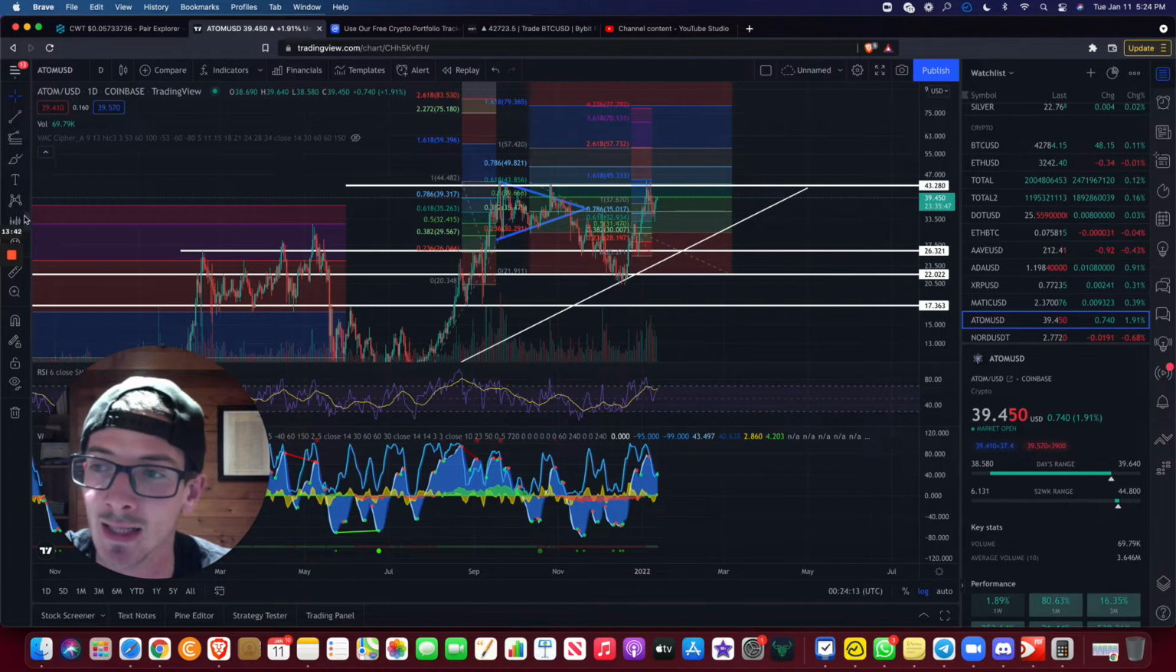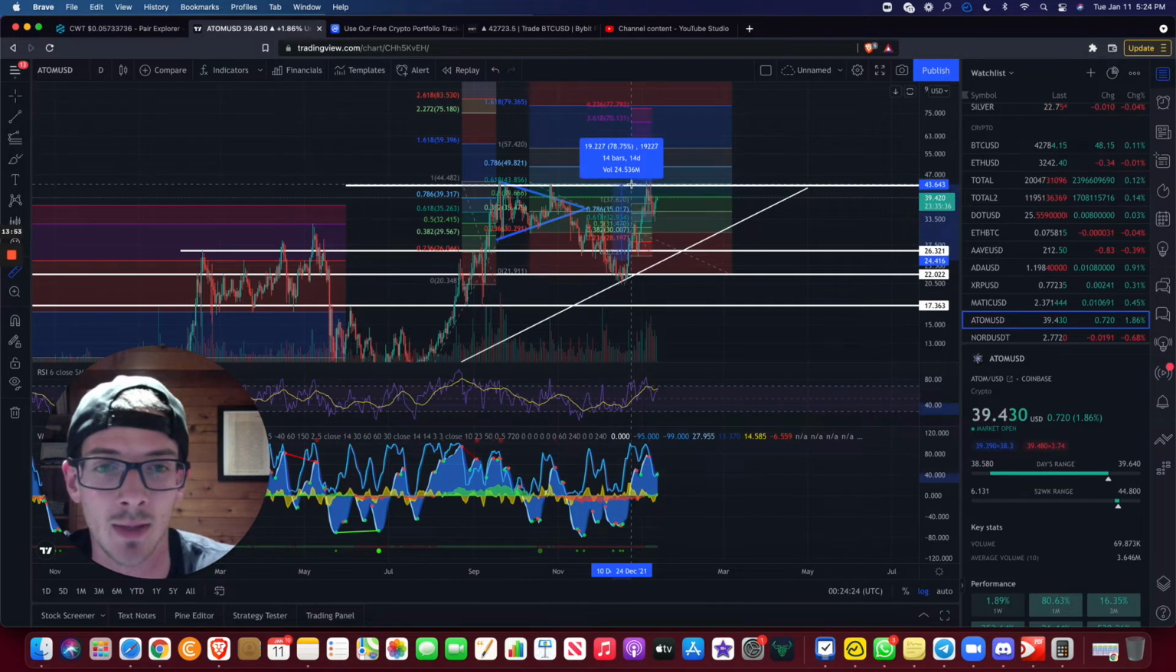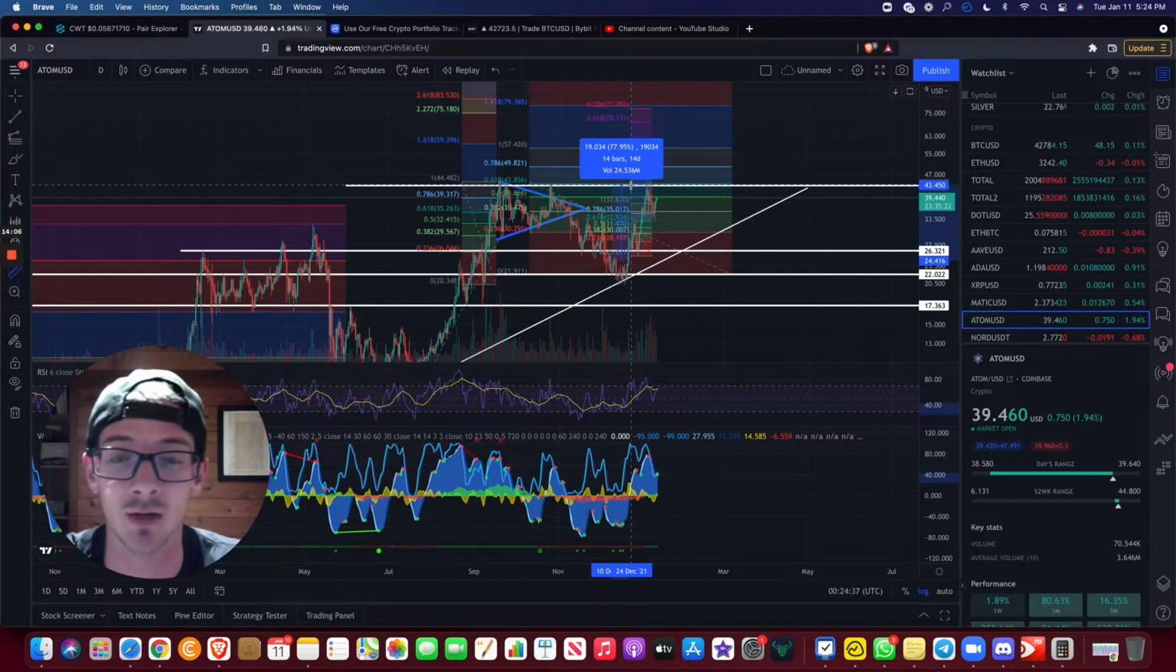So I didn't get it perfectly. It wasn't right at the bottom. But let's say I bought in right around $25 and rode it all the way up and ended up taking profits up here at around 43. So I didn't take all my profits. I've still got a moon bag of Atom, but there was an 80% move without any leverage. So that one I felt very, very good about.